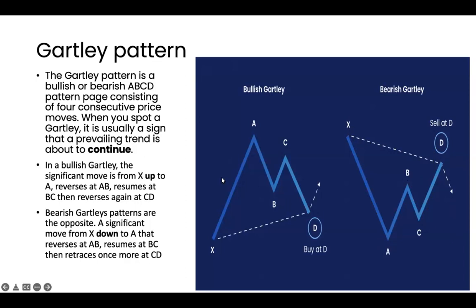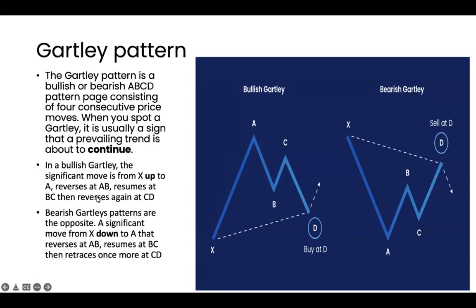So I need you to understand that when you see Gartley pattern appear on your screen, it means the prevailing trend is about to continue. I want to demystify the Gartley for you. Now, what is the prevailing trend? It is the trend that started from point X to point A. In the bullish Gartley, this is it. In the bearish Gartley, this is it.